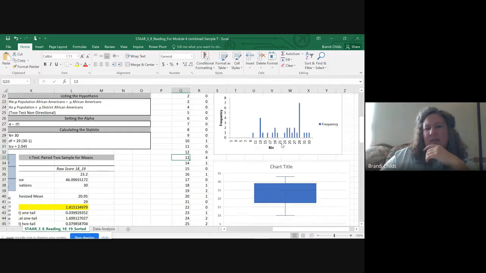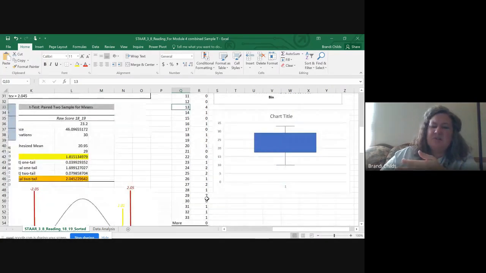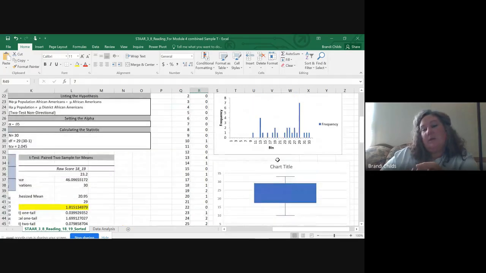And then you can tell as we got to the higher numbers, 29, we're at 7. So that would be the most, right? That would be the mode. That's who had the most, was up here creating the second hill you see.